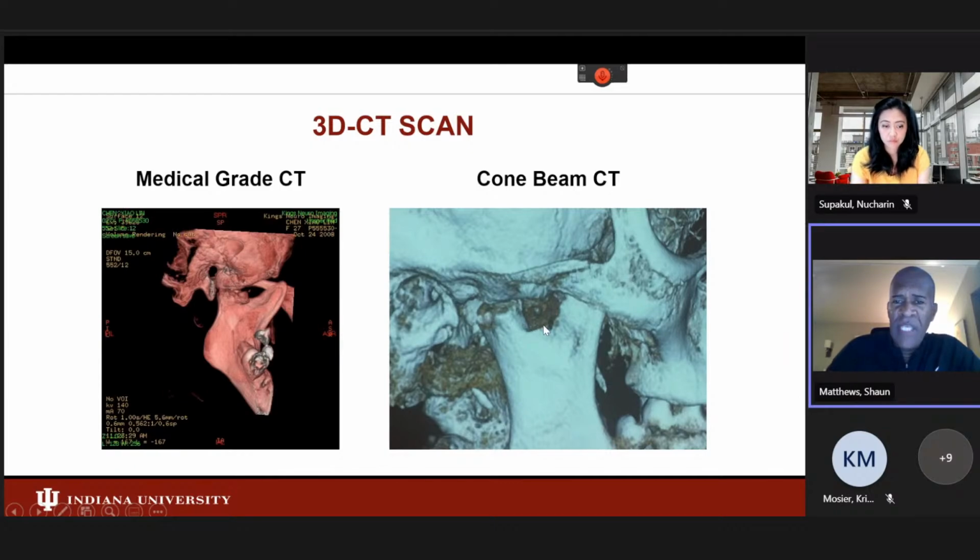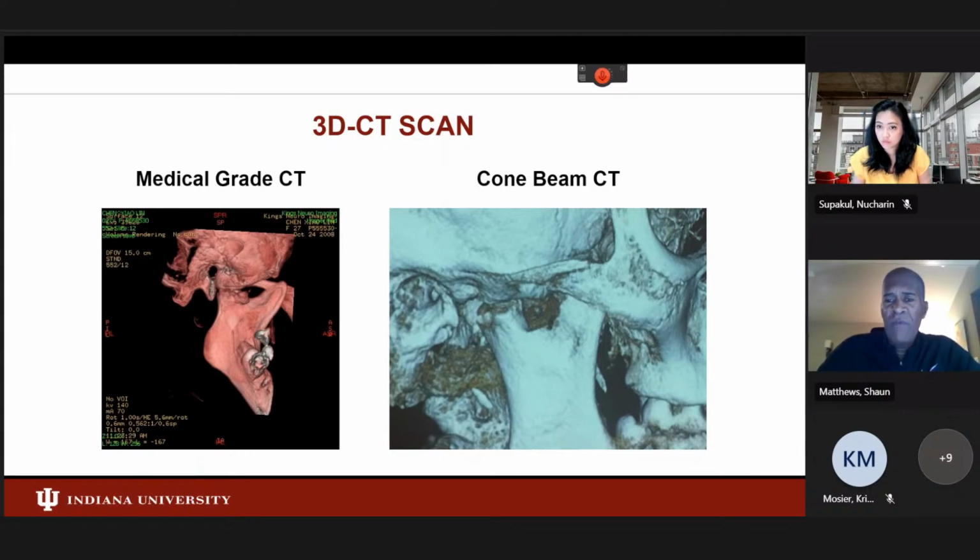On the right is a cone beam CT scan, the dental equivalent essentially of a CT scan, a CBCT, of a patient with JIA, with juvenile idiopathic arthritis. This is a 16-year-old showing gross degeneration of the condyle and no normal anatomical detail, and certainly no condylar anatomy of note because it's been eroded away by the pathological process that is JIA.